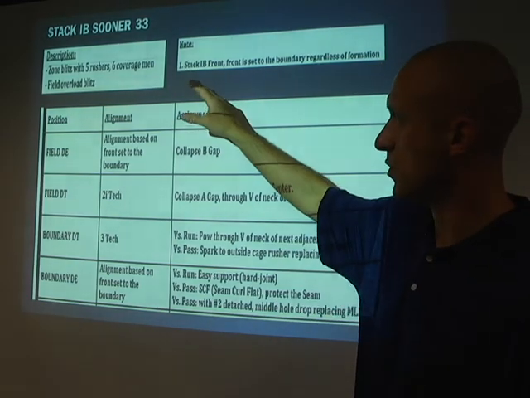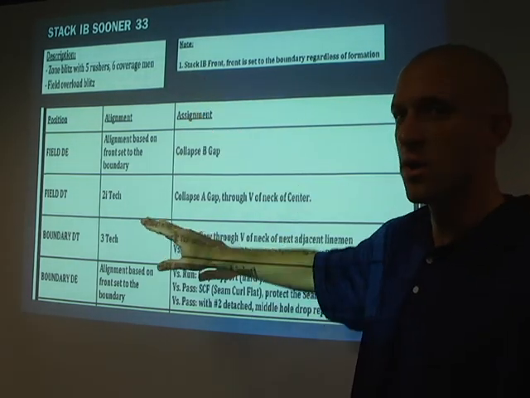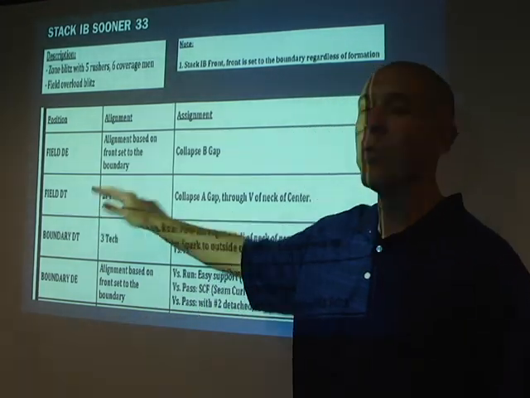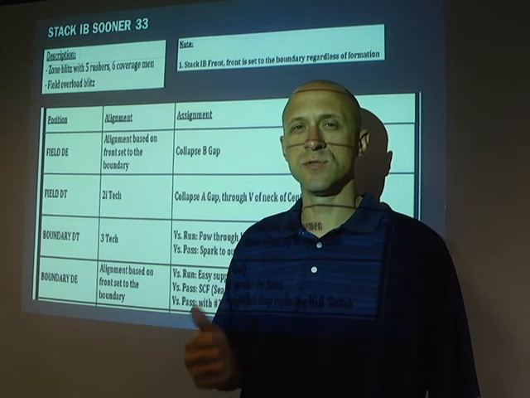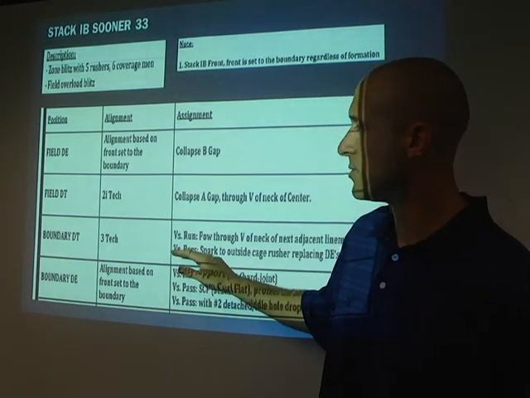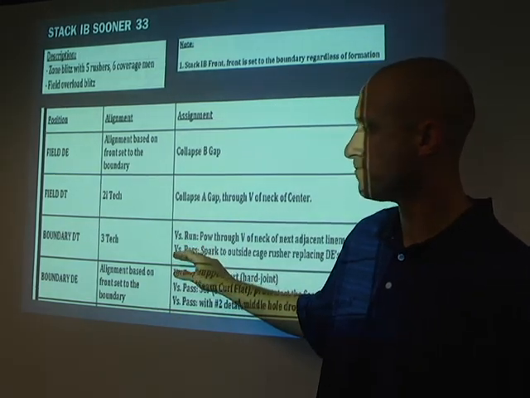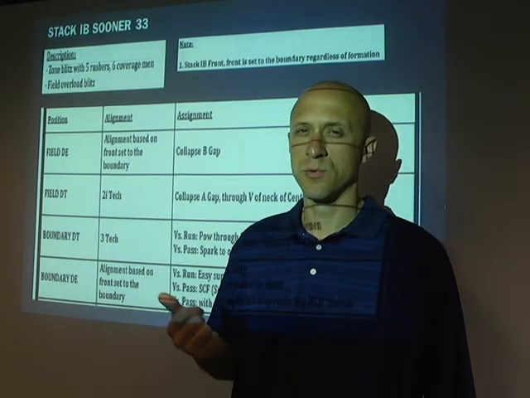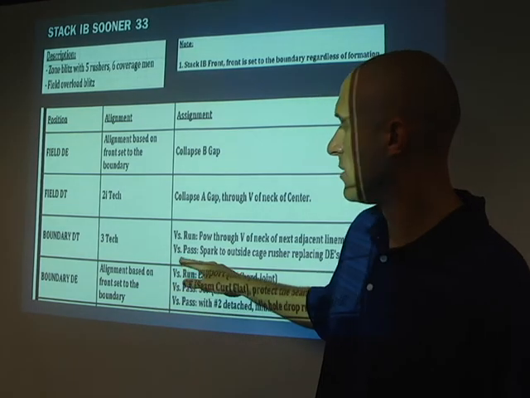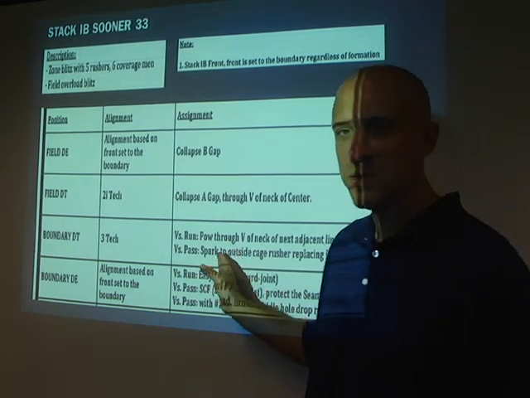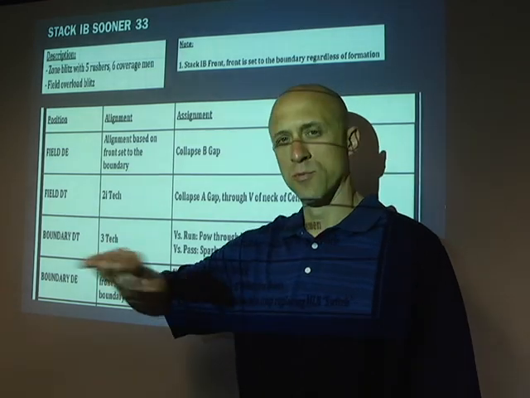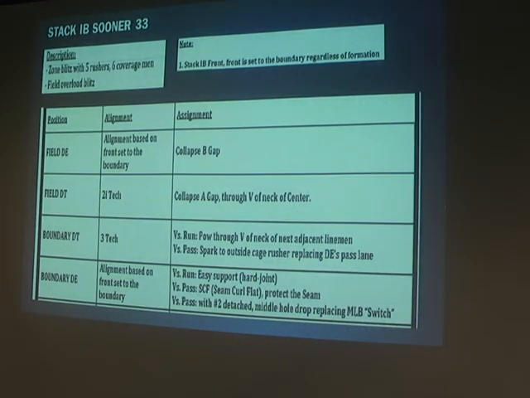So again, Sooner, field overload pressure, front set to the boundary, away from the call. We need to assure that we have a 2-eye. The boundary side, or the side to the call, you guys read run, you react to pass. This boundary defensive tackle, you have to get to the outside cage to protect the outside in case we get quarterback scrambled to the outside.